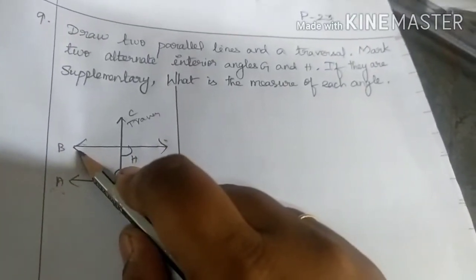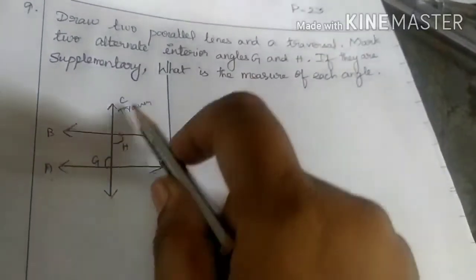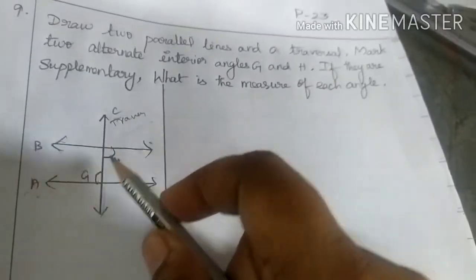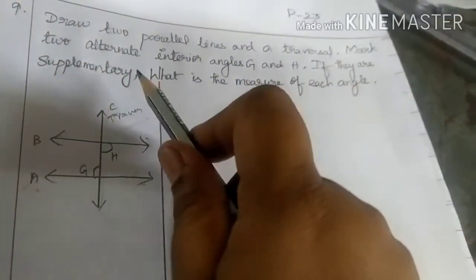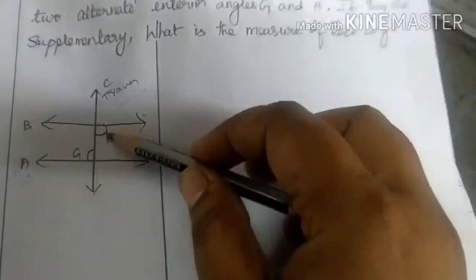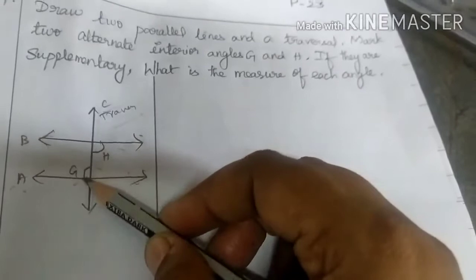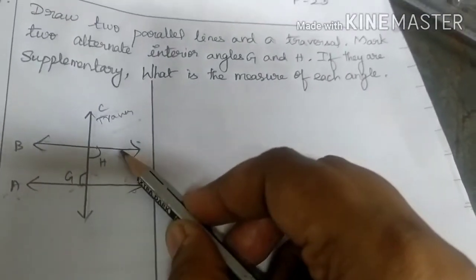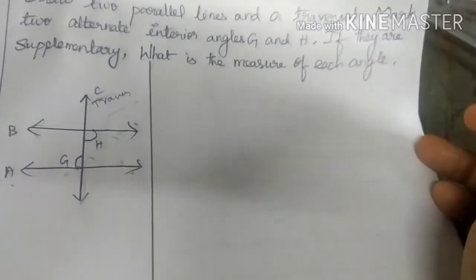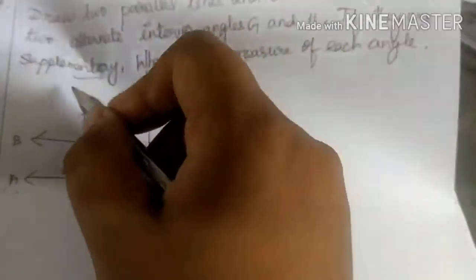Okay, then mark two alternative angles they said, and then traversal also they said us to draw, and their traversal they given. So traversal line as C I drawn here. Okay va. And then mark two alternate interior angles G and H they gave. So interior la two alternative sides la I just mark the two angles G and H. If they are supplementary, what is the measure of each angle? Supplementary means what? How much?